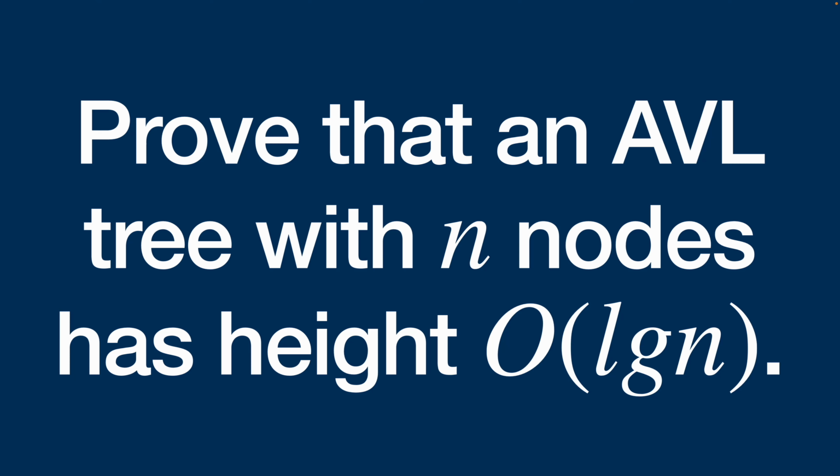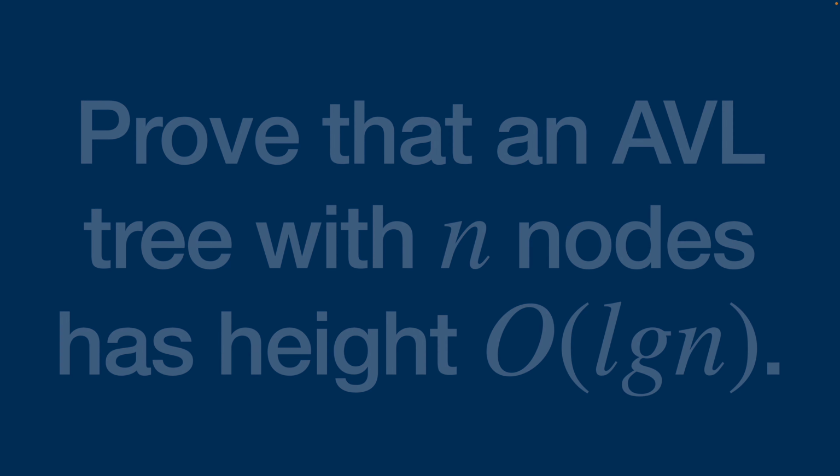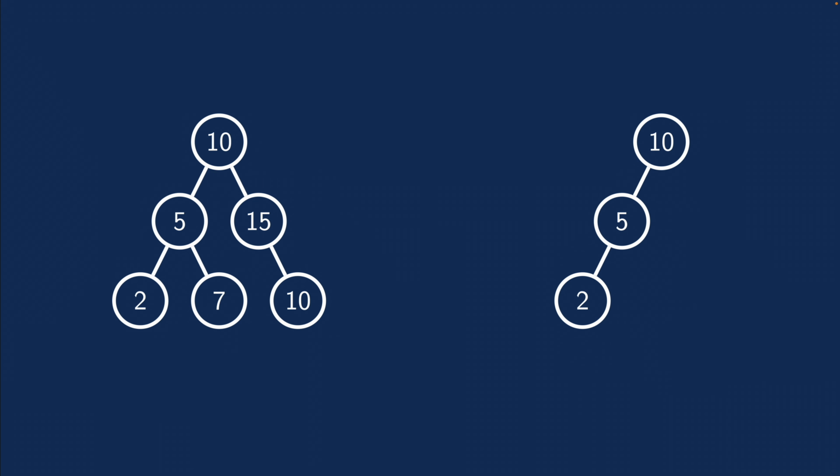Today we're going to prove that an AVL tree with n nodes has height big O of log n. Now, if you're not sure what an AVL tree is, it's just a binary search tree that's height balanced. So if we look at this example here, our tree on the left-hand side is an AVL tree.